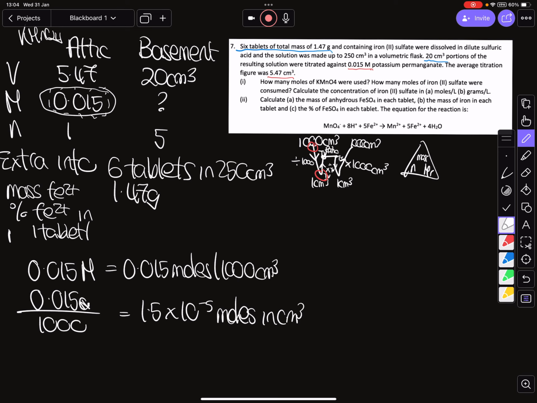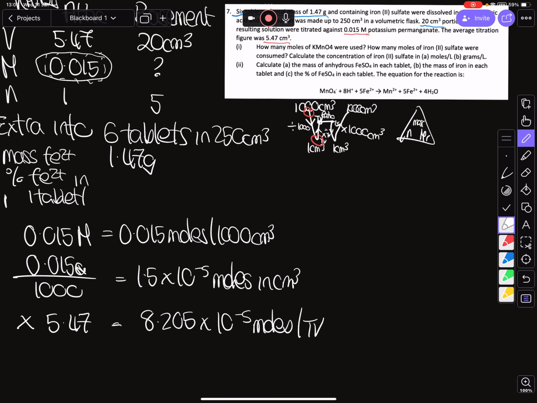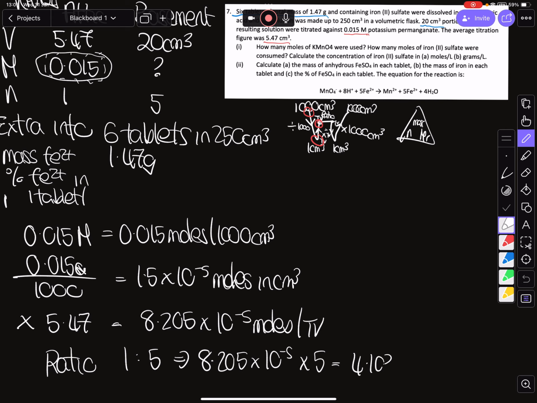The next bit then is we're going up and we're multiplying by our titer volume, which is 5.47 centimeters cubed. And when we do that, we get 8.205 by 10 to the minus 5 moles. And that is in our titer volume. So at this point, we have to use our ratio because we have gotten up to this point of our W. So we're using our ratio, and the ratio is 1:5. So that means we have to multiply the 8.205 by 10 to the minus 5 by 5 to give us 4.103 by 10 to the minus 4 moles. And that's in our other titer volume in the 20 centimeters cubed. So we've now gone over to this part of our W.